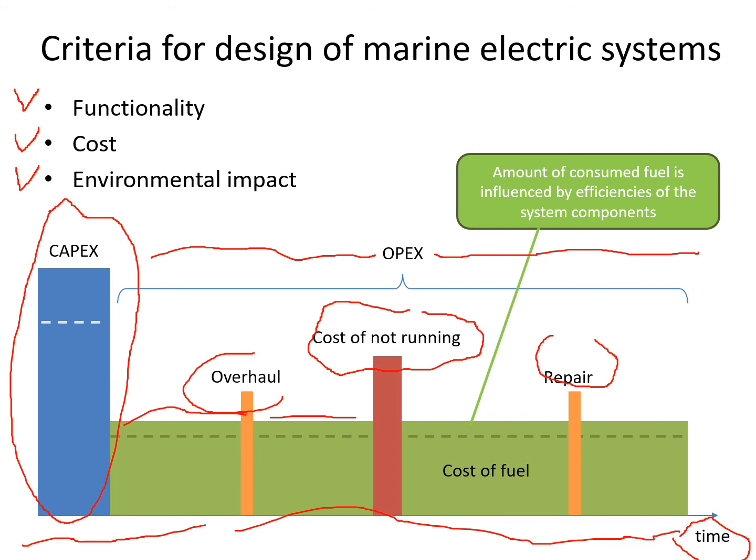So what is the point here? We can, for example, originally reduce CapEx, so have the system designed with lower cost of these components, but the price to pay can be, for example, higher operational cost. You see, so there will be a trade-off.